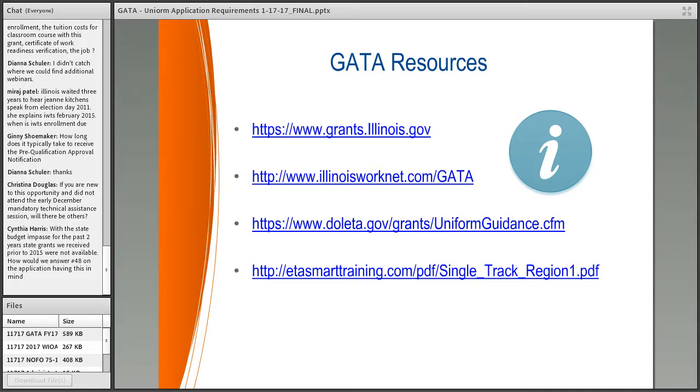And it looks like there's one on the chat pod here. With the state budget impasse, awards we received prior to 2015 were not available. I think it's just put what you have received, because it gives the timeline, I believe. And we just want to know what you've received in the last, I believe, 2 years. So if you haven't received an award in that time period, you can just put it blank.